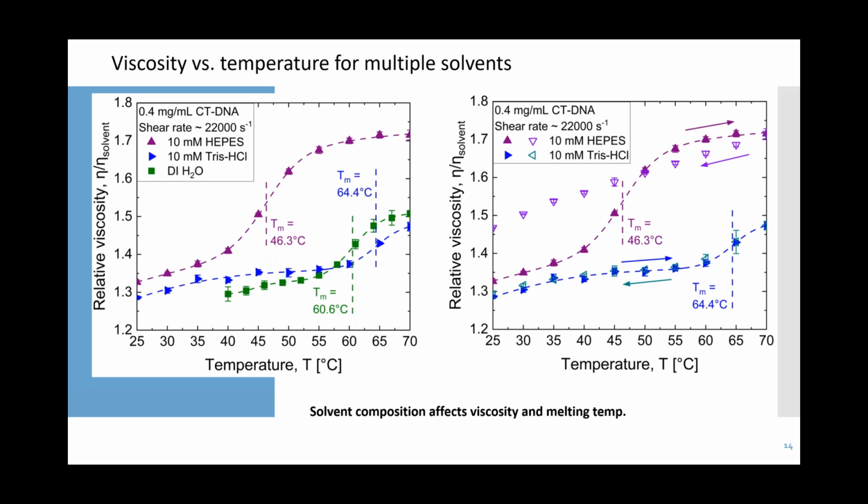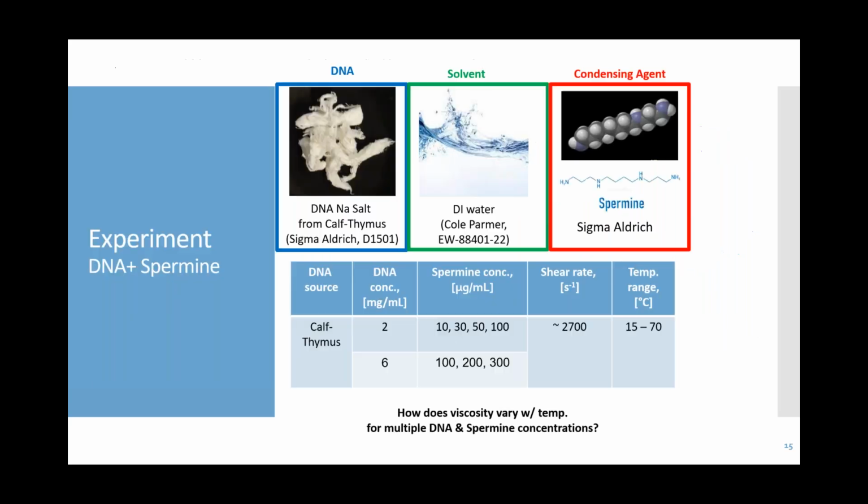So we were also interested in how adding a condensing agent affects the viscosity and the melting temperature of our DNA samples. And my colleague here, Soha, is going to lead you through the results and analysis of that. Thank you, Chrystian. So before I show you the data I've collected, I want to briefly explain the sample preparation, and after that I will show the viscosity data with you.